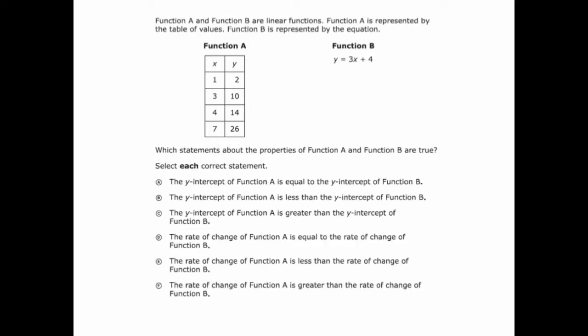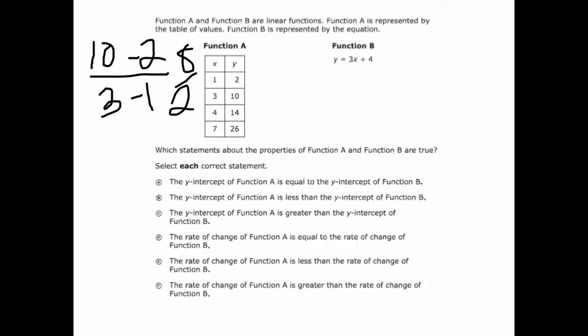First thing I'm going to do is write an equation for function A. Do change in y over change in x, 10 minus 2 over 3 minus 1. And again, all I did was I took these values, change in y over change in x. That comes out to 8 over 2, which reduces down to 4. So I have a slope here of 4. So I know I'm going to have y equals 4x plus.